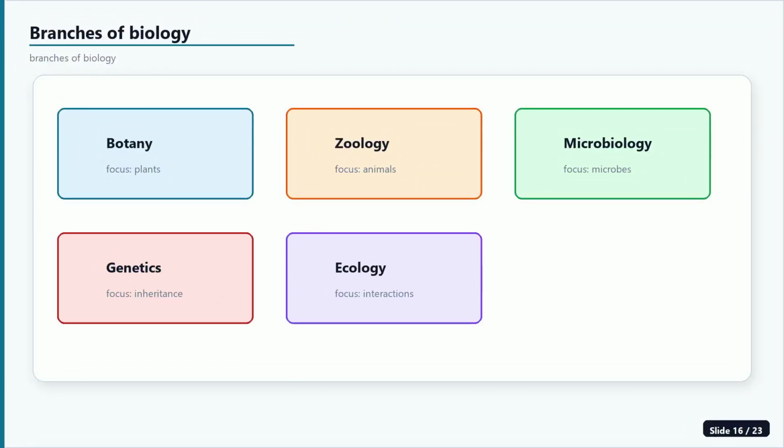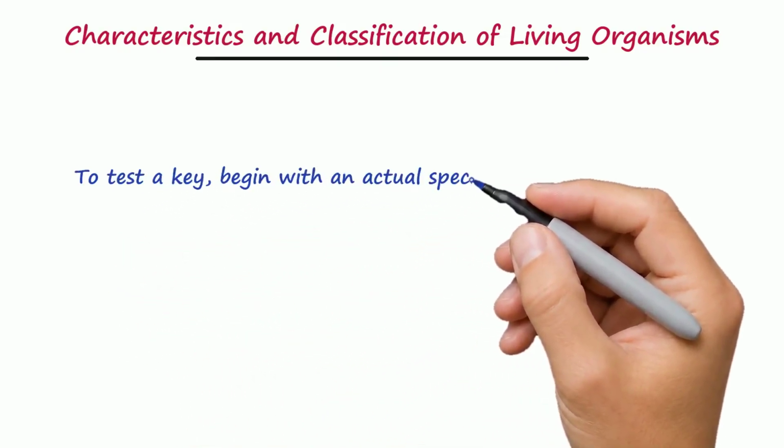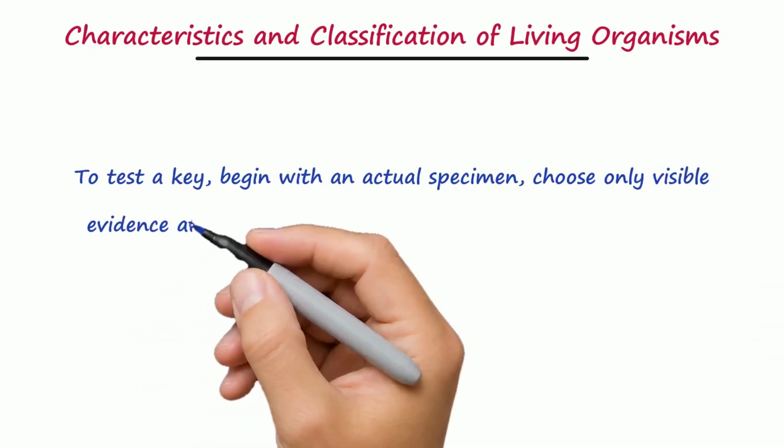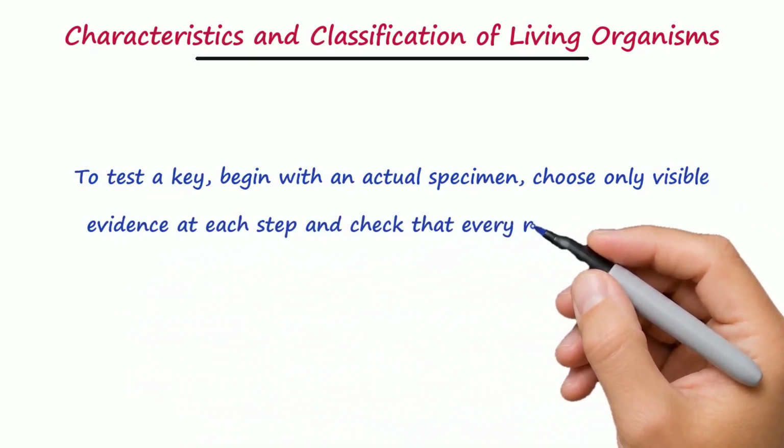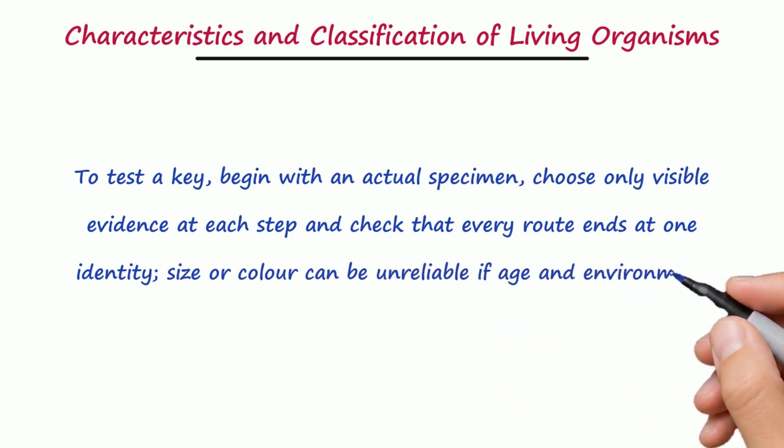Each branch asks a different question about life, plants, animals, microbes, inheritance, or interactions. The living world is one system studied from several angles. To test a key, begin with an actual specimen, choose only visible evidence at each step and check that every route ends at one identity. Size or color can be unreliable if age and environment alter them.